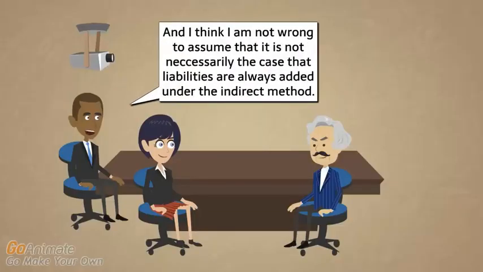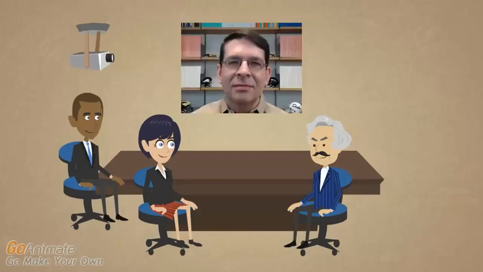And I think I am not wrong to assume that it is not necessarily the case that liabilities are always added under the indirect method. Wow, there were a lot of negatives there. I'm not really sure what the question was. But you should not assume that liabilities are always added on the cash flow statement. Again, because we were looking at a startup, all the liabilities went up in value, and so we added them. We will see examples where liabilities go down during the year, and we end up subtracting them on the cash flow statement.